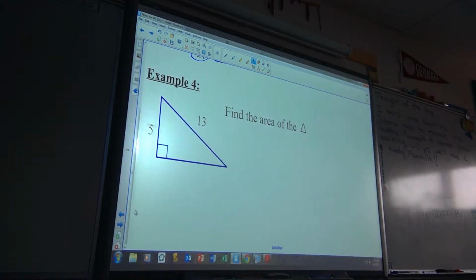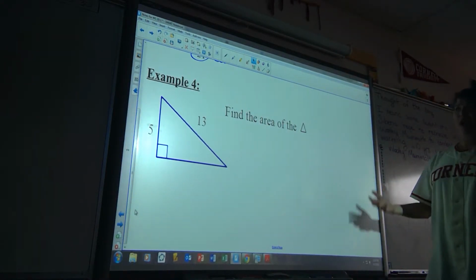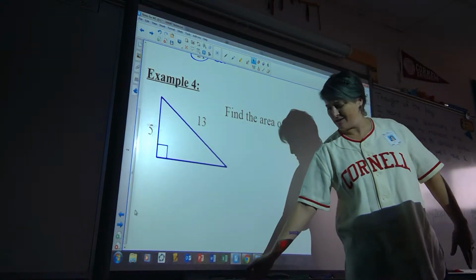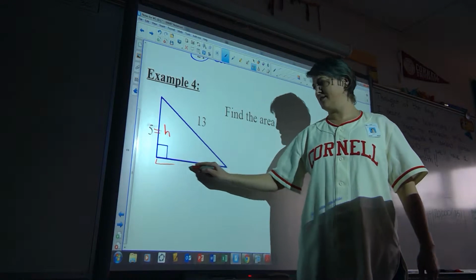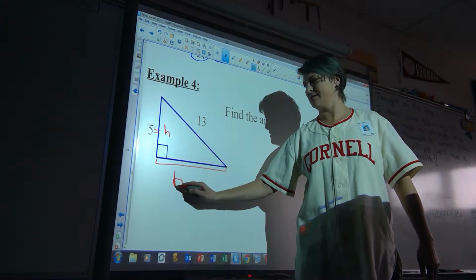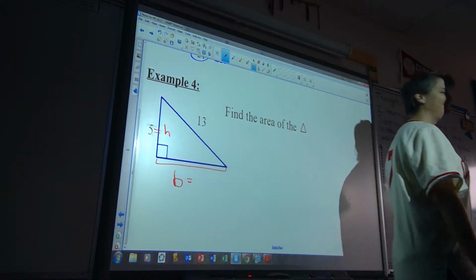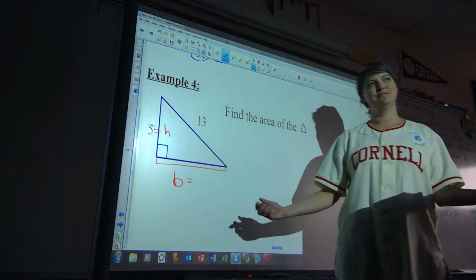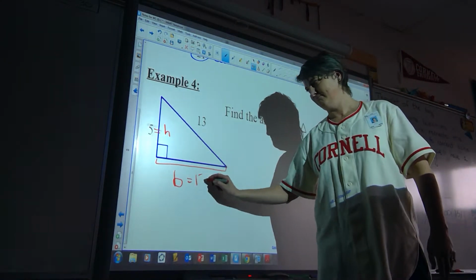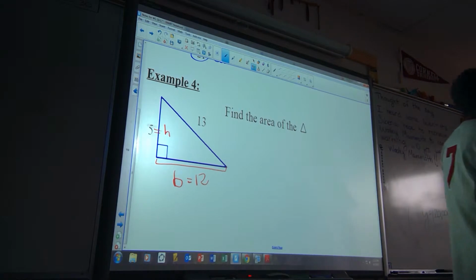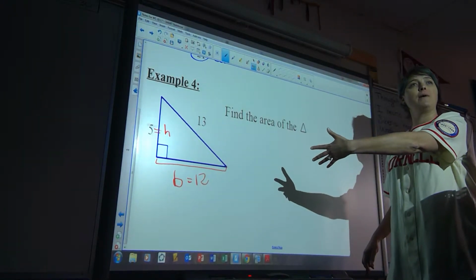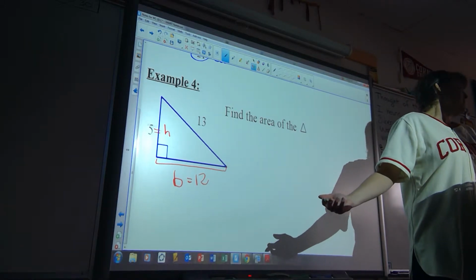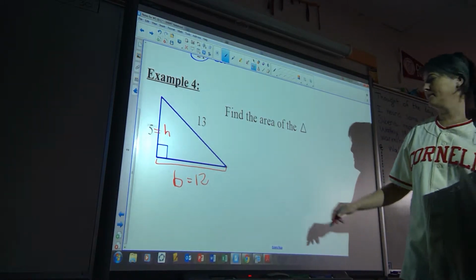For this one, it's a right triangle. Do I have the pieces that I need? Let's see. If I call this height, then this is my base, but do I know what it is? 12. I do, because it's a special Pythagorean triple. Okay. Keep in mind, maybe it's not a triple, and you have to do the Pythagorean theorem. Okay, that might be a situation that could come up.